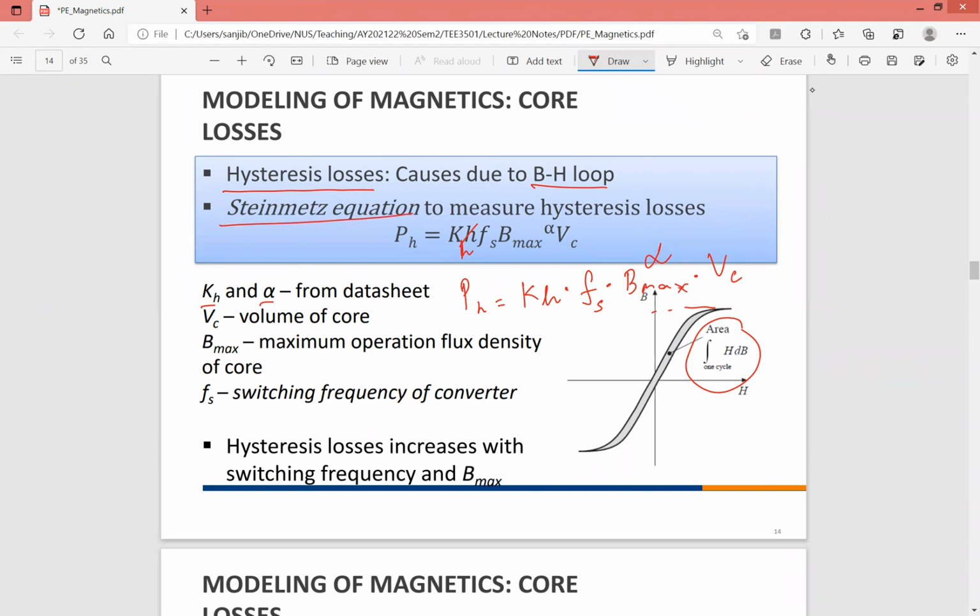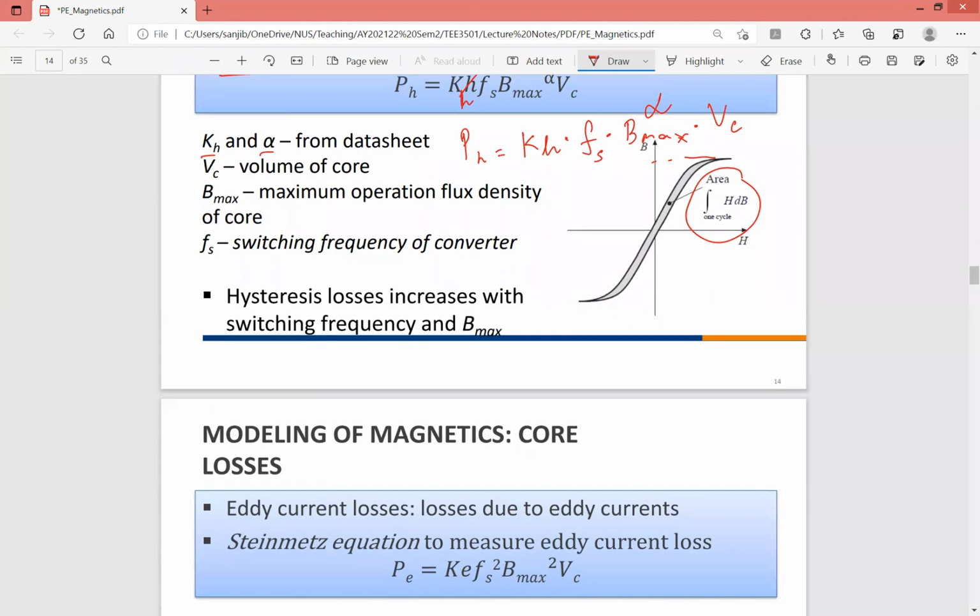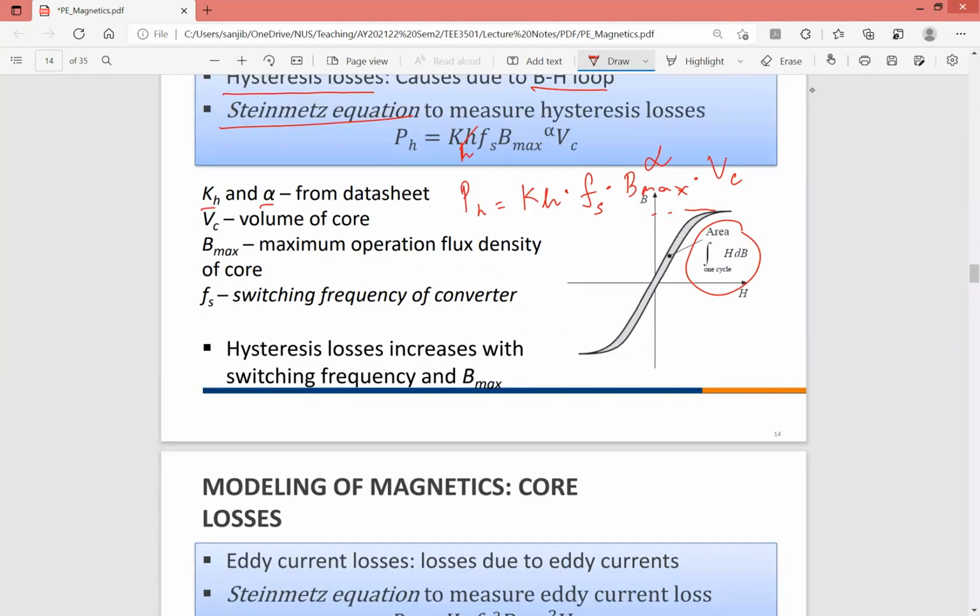And you can clearly see that the power here is proportional to the switching frequency, proportional to the volume, the overall size of the core, and is also proportional to B max raised to the power alpha. So that means it is proportional to B or even a higher order of B, right? It could be, because alpha is more than 1. So we can clearly see hysteresis losses will increase with switching frequency and B max.